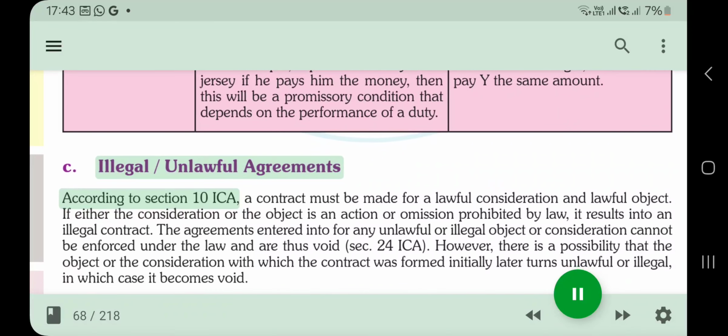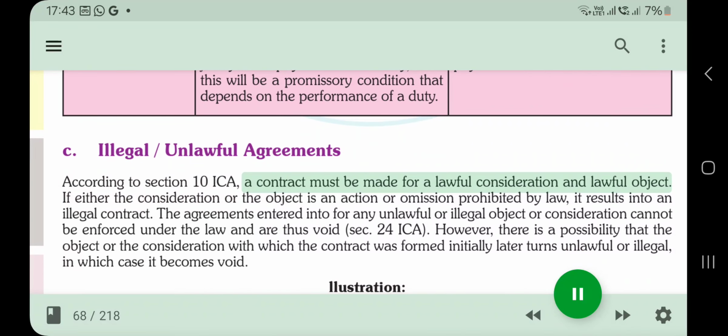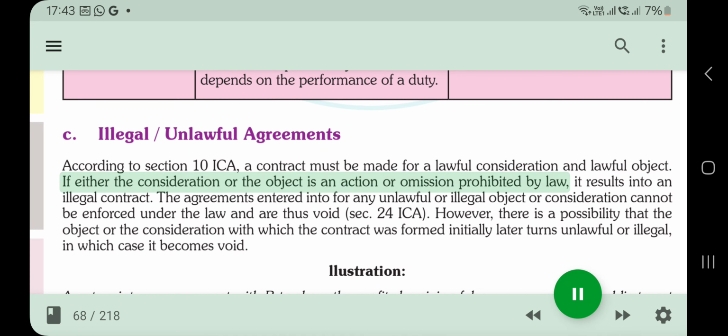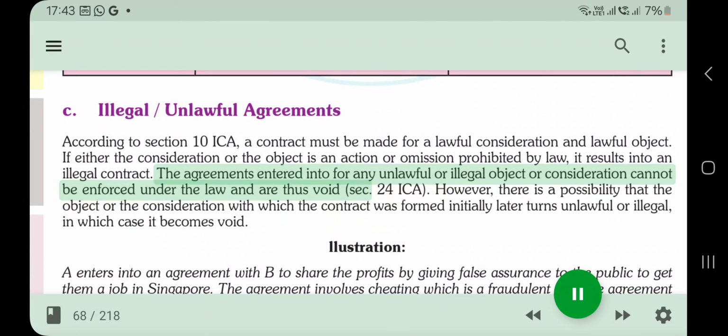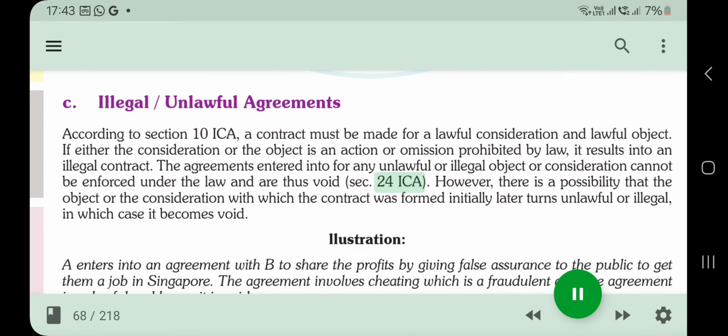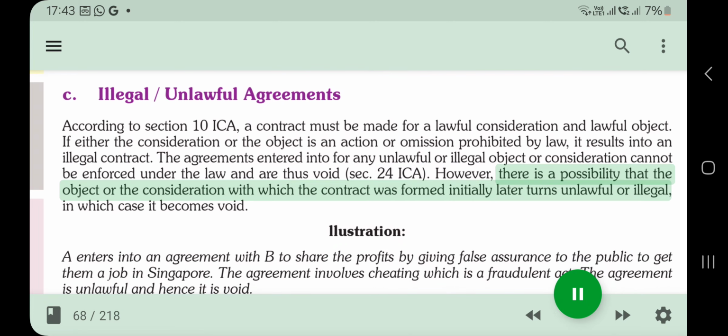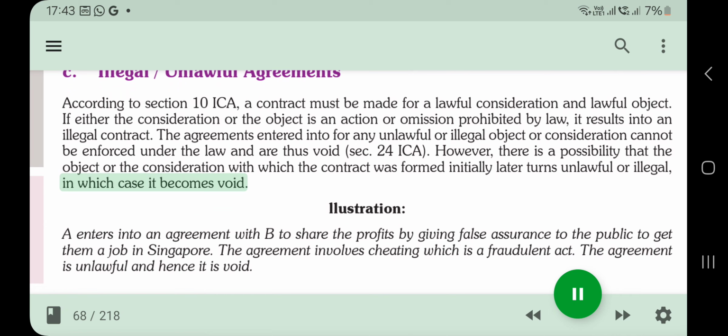C. Illegal, unlawful agreements. According to Section 10 ICA, a contract must be made for a lawful consideration and lawful object. If either the consideration or the object is an action or omission prohibited by law, it results in an illegal contract. The agreements entered into for any unlawful or illegal object or consideration cannot be enforced under the law and are thus void, Section 24 ICA. However, there is a possibility that the object or the consideration with which the contract was formed initially later turns unlawful or illegal, in which case it becomes void.